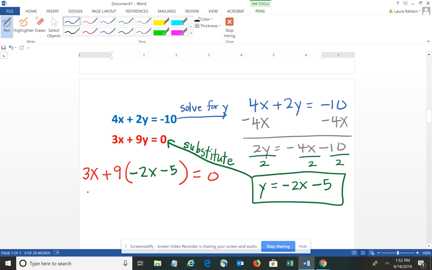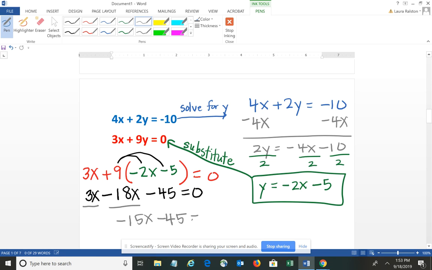Okay, so I have 3x, distribute the 9. 9 times negative 2x is negative 18x. 9 times negative 5 is negative 45, and that equals 0. Then I'm going to combine like terms on the left side. 3x minus 18x is negative 15x minus 45, and that equals 0.